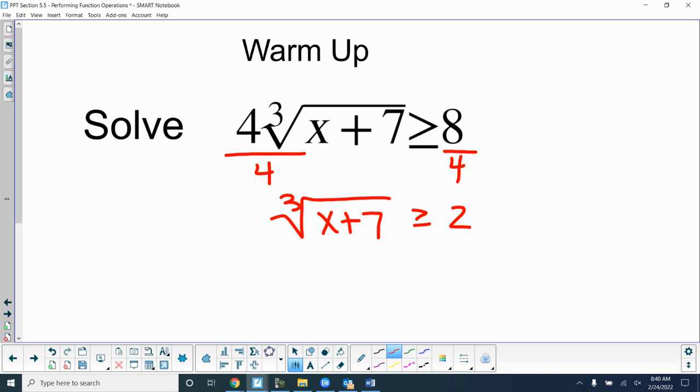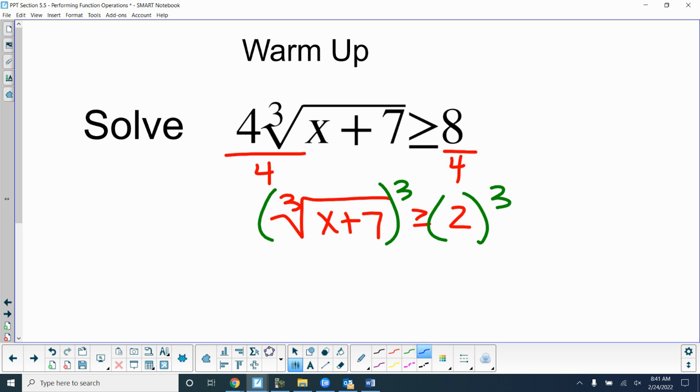How to get rid of the cube root? You have to... I don't. How to get rid of square root? Square both sides. So how to get rid of cube roots? Yeah, cube both sides, right? Okay?